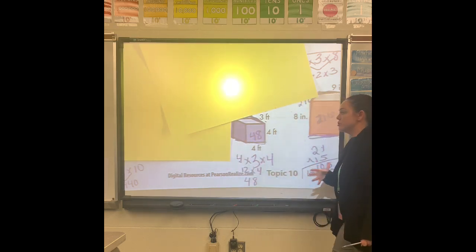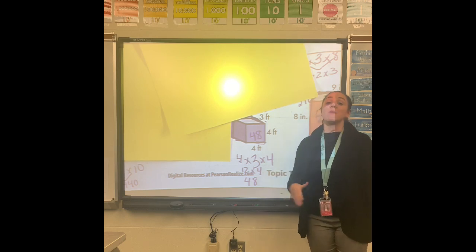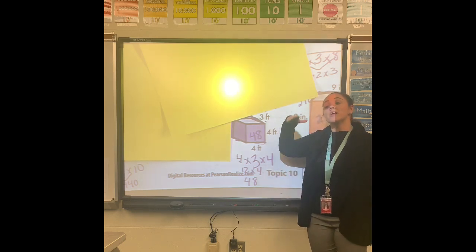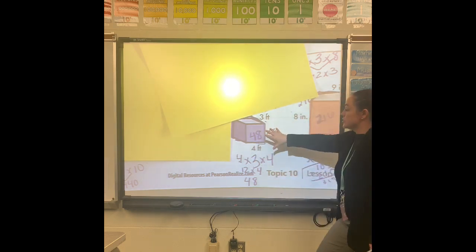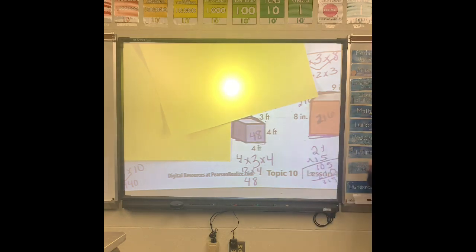We're gonna continue to work on this because I do think it's an important topic and it is a much harder topic that requires a lot more than just your basic thinking. So this front piece is 48 feet cubed.